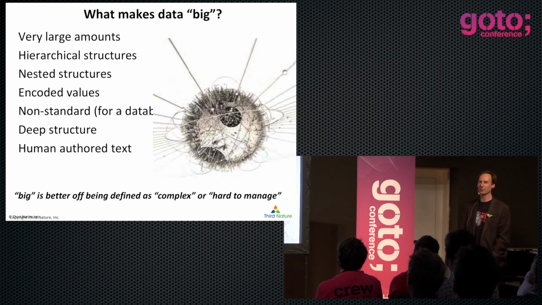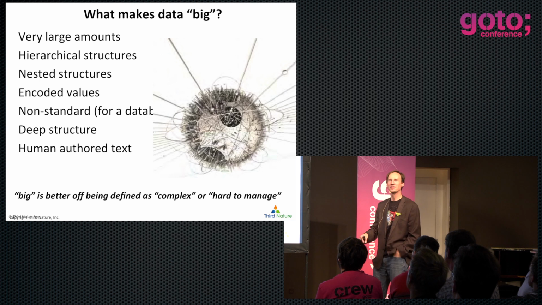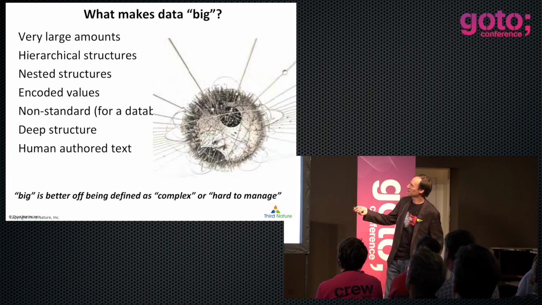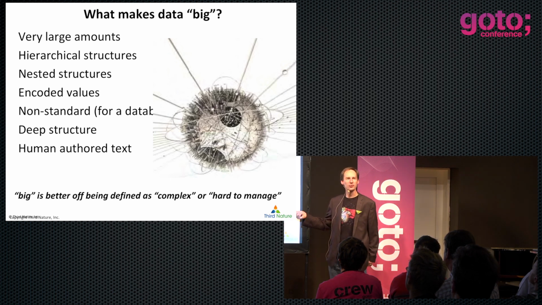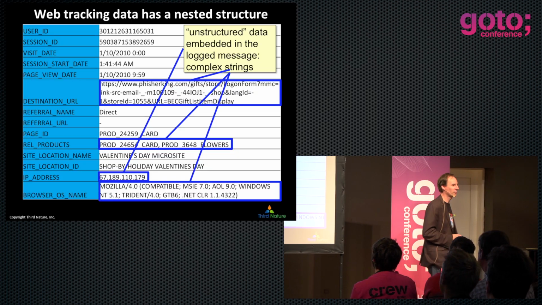All right. So the problem is probably not what we think it is. It's not bigness. Bigness is only a problem down at that storage and filter layer, but once I start working with it, it's nested structures and hierarchies and large amounts and non-standard stuff. It's deep structure. That's probably the single biggest thing. Complex and hard to manage.